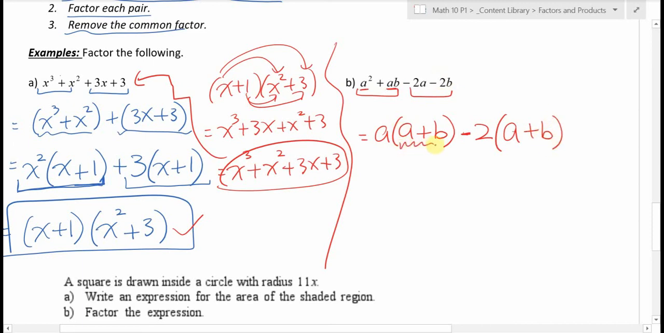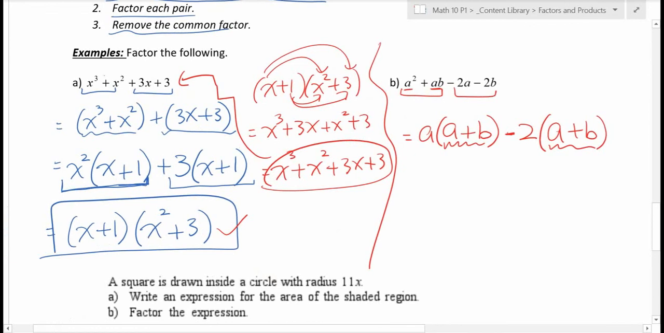So here is the key, right? You can notice that this time inside the brackets, that's a plus b. Inside the brackets in the first example is both x plus 1. They must be the same. If they are not the same, then there's no point of factoring by grouping. The reason why is because these two brackets are the same, so we can factor that out even more.